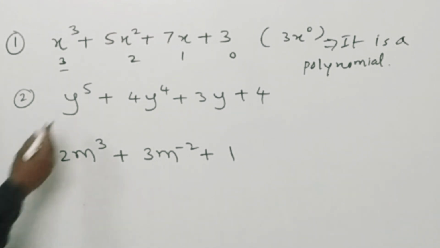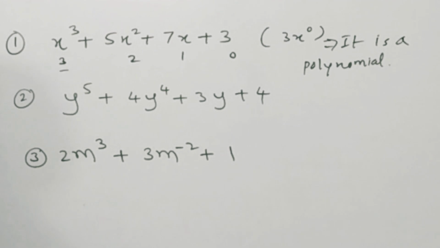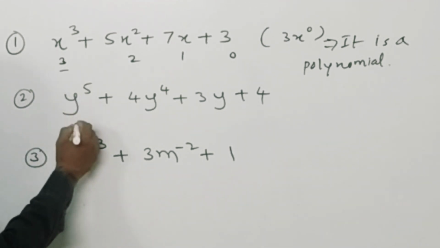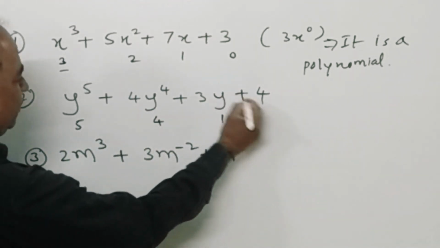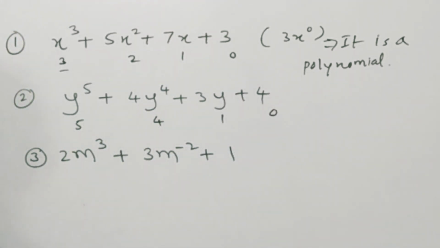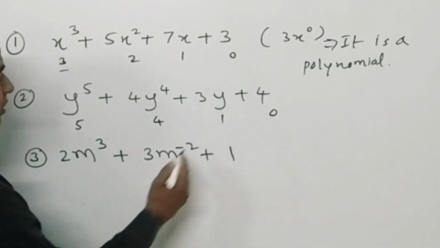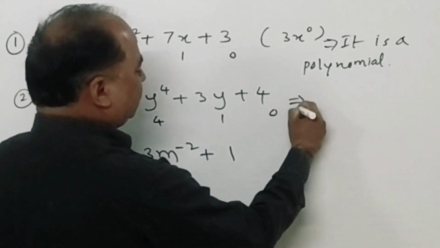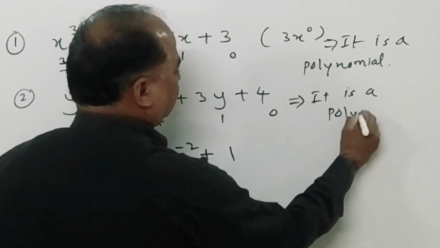Second example, y raised to 5 plus 4y raised to 4 plus 3y plus 4. Here the index of each term is 5, 4, 1 and 0. So the indices of this algebraic expression are whole numbers. So here it is a polynomial.